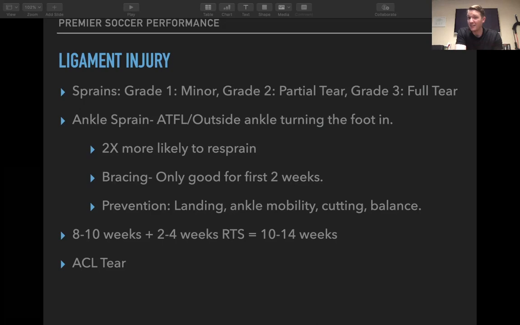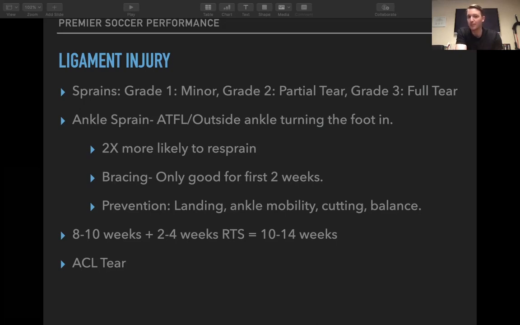You can brace it to give it a little bit of stability while it heals, but you don't want to brace for more than 2 weeks. If you brace long-term at a joint, you're actually going to decrease the strength even further in that joint and make them more likely to get injured. So bracing actually makes you more likely to get injured than it does to prevent injuries. Just a heads up.